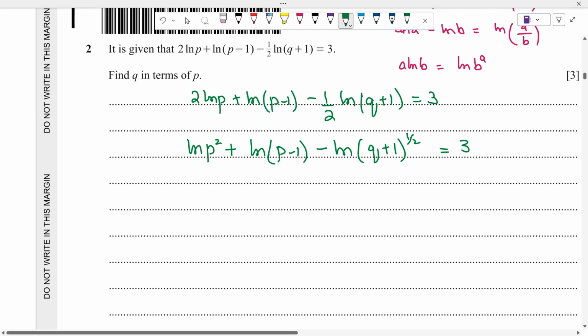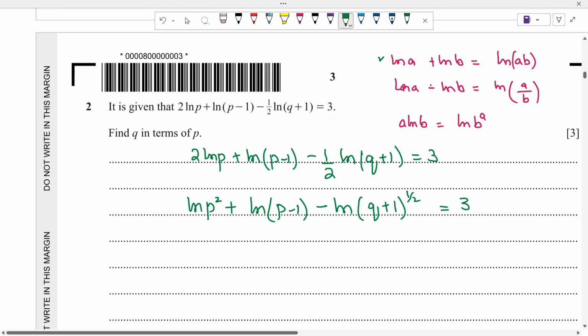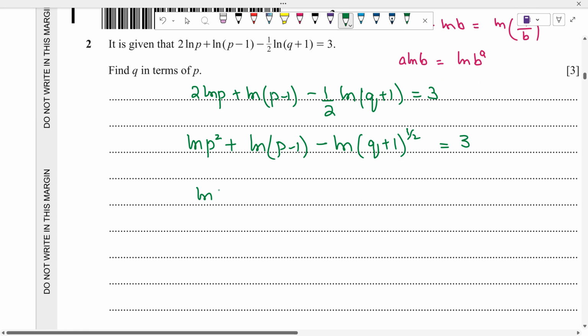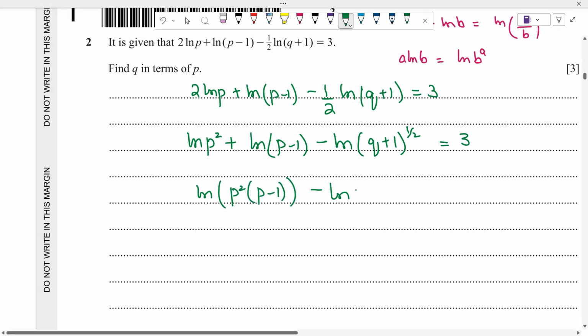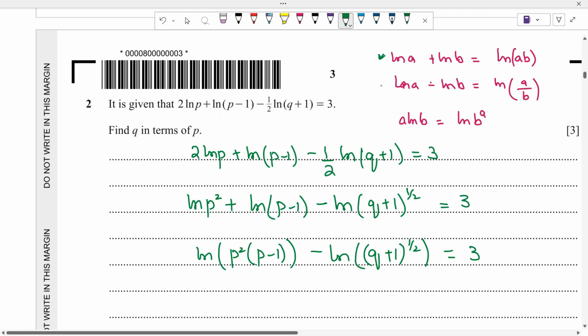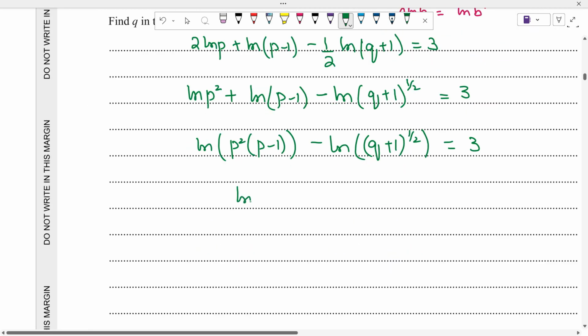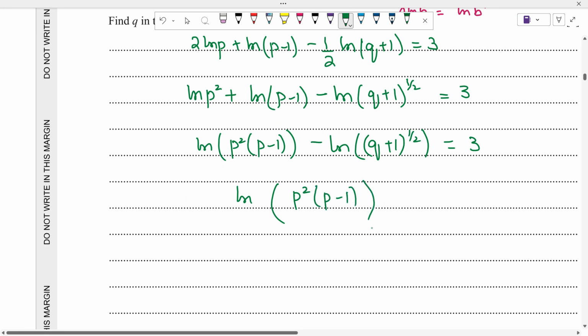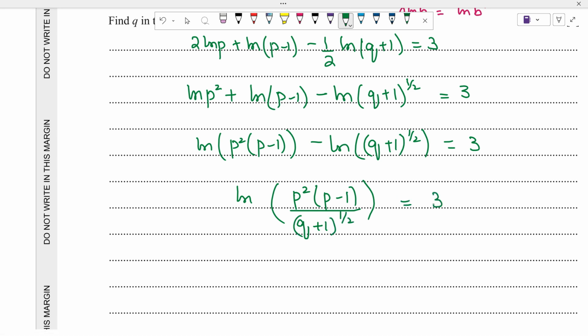There is a summation between two ln terms, so we can apply this rule. So this will become ln of p squared times (p minus 1), minus ln (q plus 1) to the power of half, equals 3. Now there is a subtraction between two ln terms, so we will use this property. So this one will become ln of p squared times (p minus 1) over (q plus 1) to the power of 1/2, equals 3.